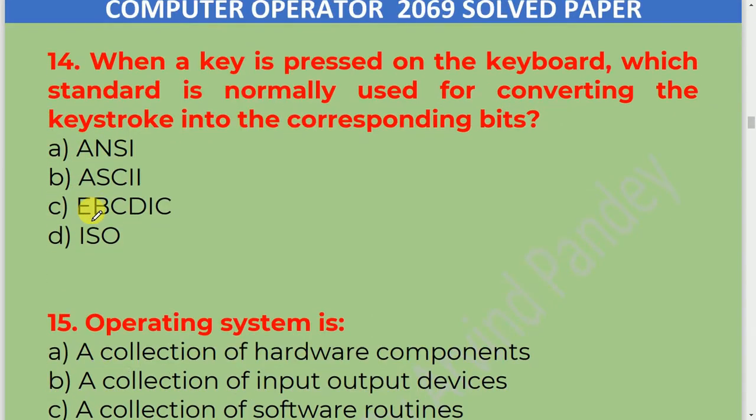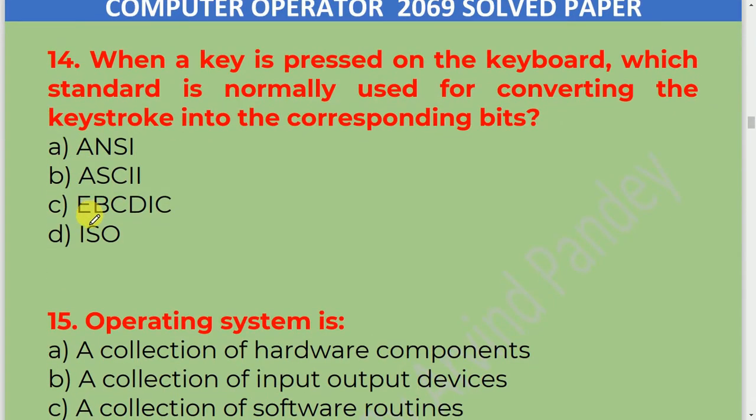Question number 14. When a key is pressed on the keyboard, which standard is normally used for converting the keystroke into the corresponding bits? Option A ANSI, B ASCII, C EBCDIC, D ISO. And correct option is option B ASCII. ASCII stands for American Standard Code for Information Interchange.